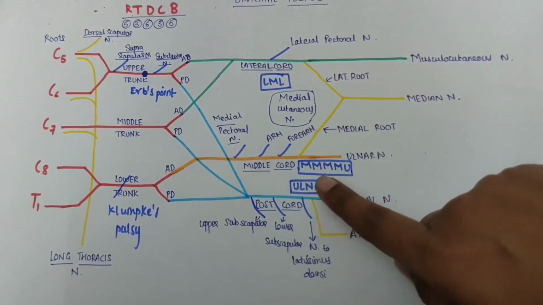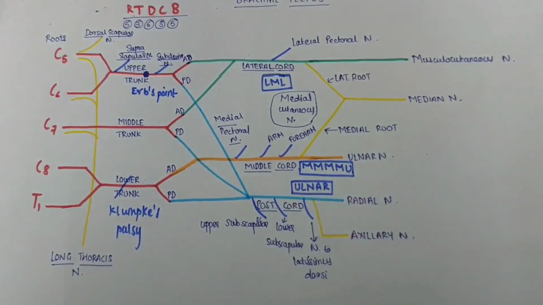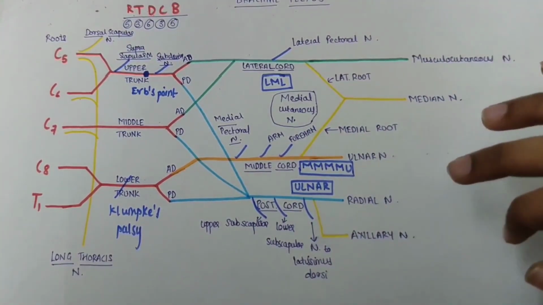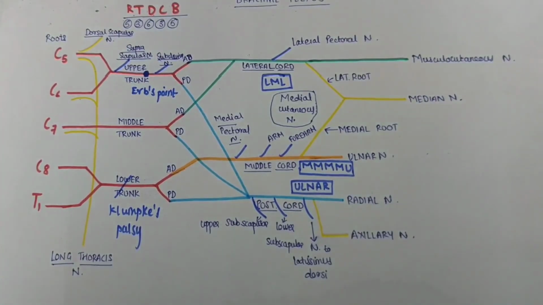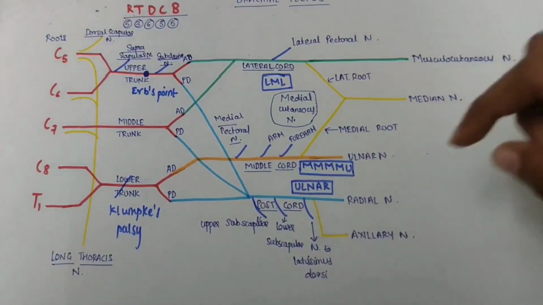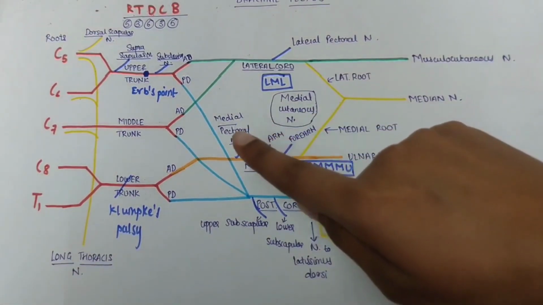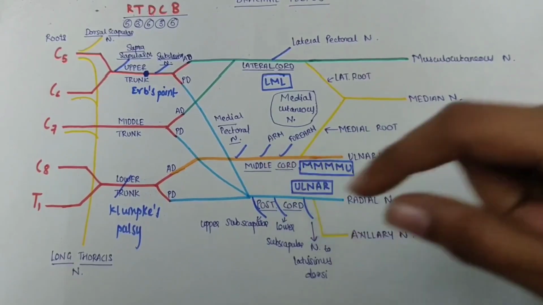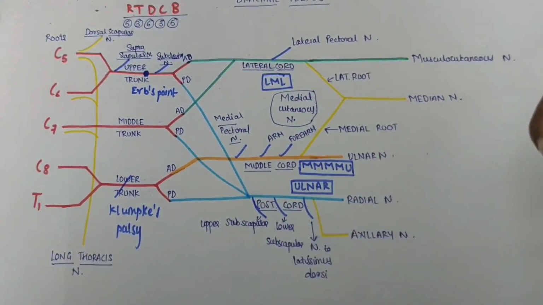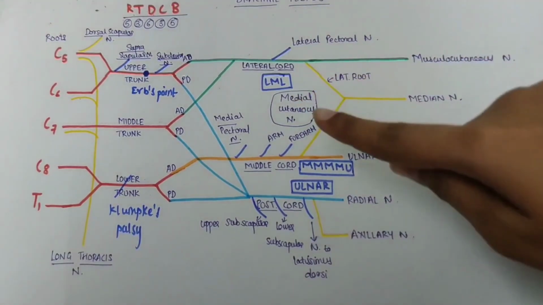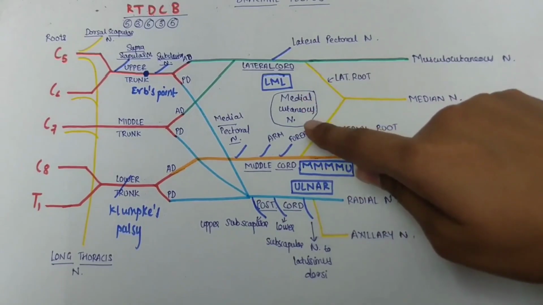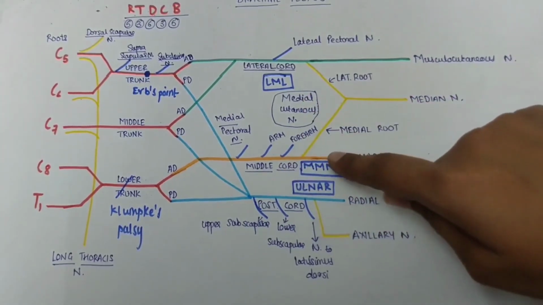Now we will come to the middle cord. Middle cord gives 5 branches that are denoted by the short form MMMMU, that is 4MU. So the first is the medial pectoral nerve, second and third are for the arm and forearm. There is a medial cutaneous nerve which supplies both the arm and forearm. So it is the medial cutaneous nerve of arm and the medial cutaneous nerve of forearm.